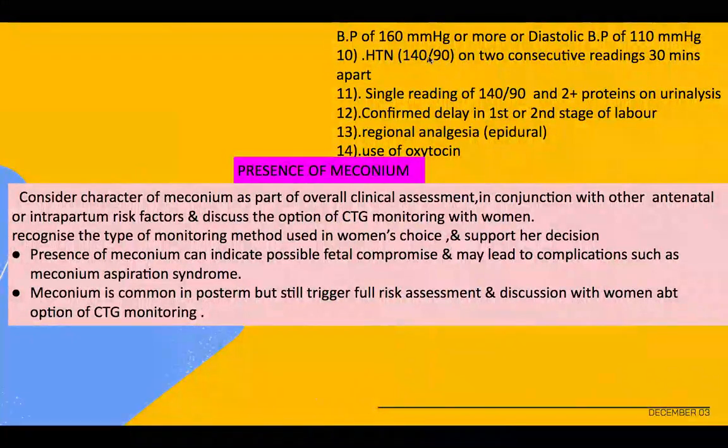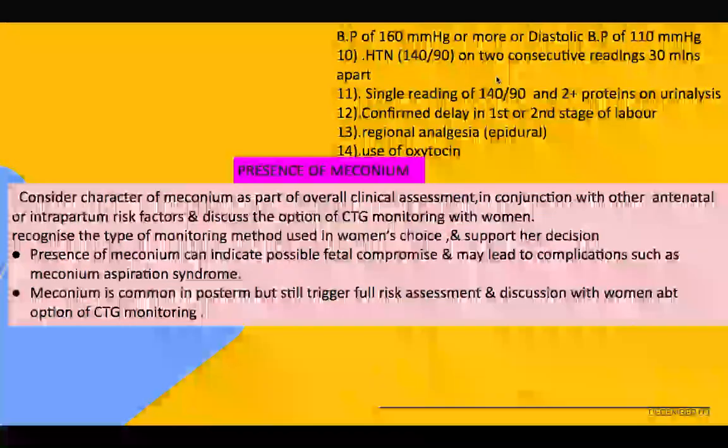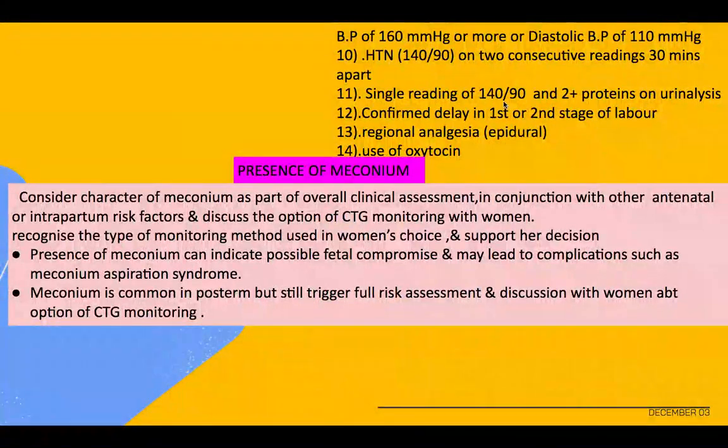Or a single reading of 140/90, it means there are 3 points related to blood pressure. One point is 160/110 BP. Another is 140/90 on 2 readings. The third point is 140/90 with 2 plus proteinuria. So 3 points are related to raised blood pressure, right?